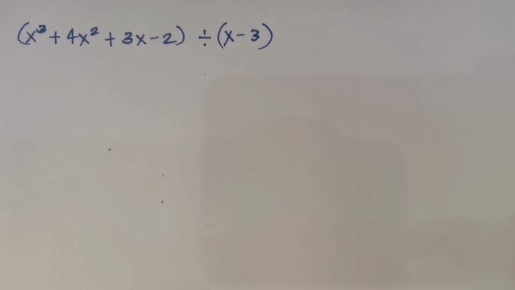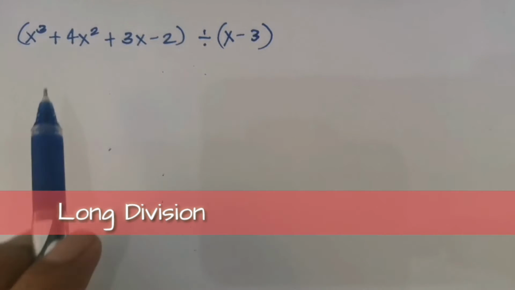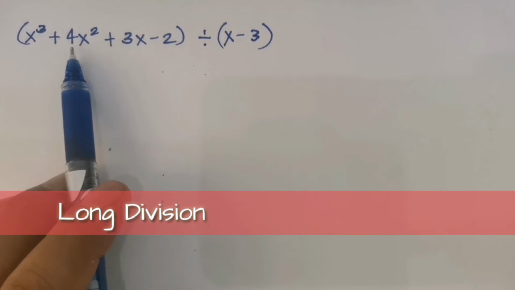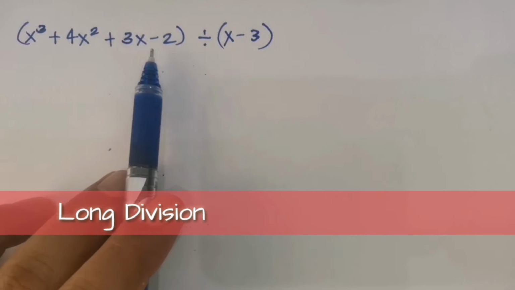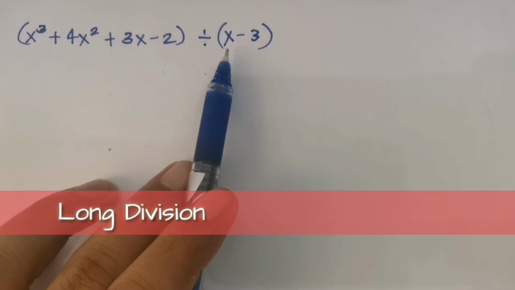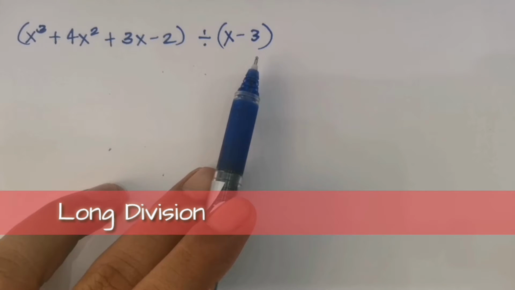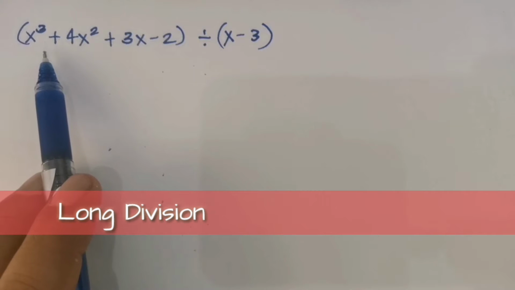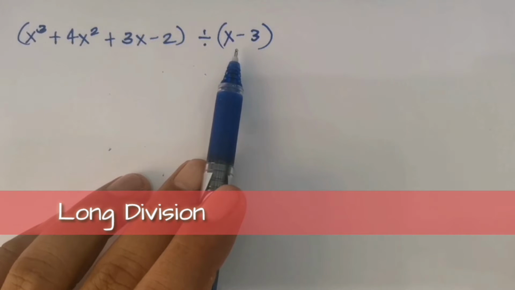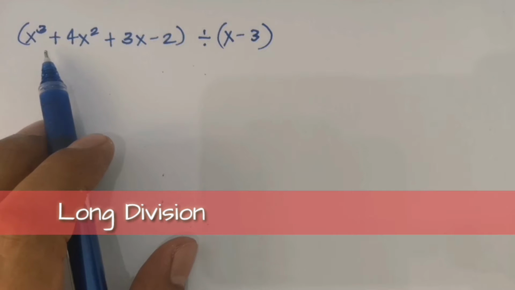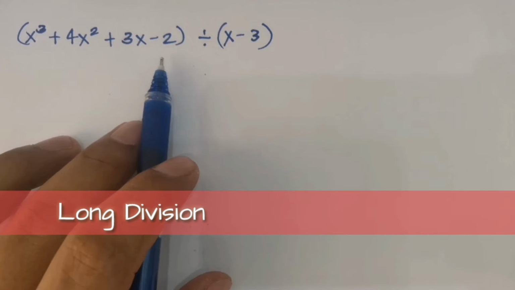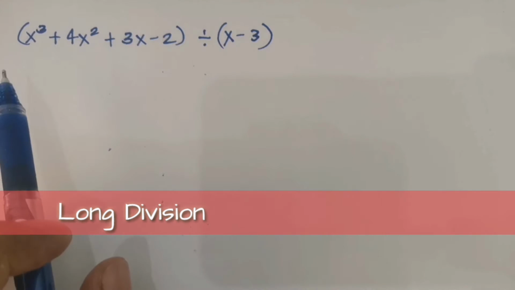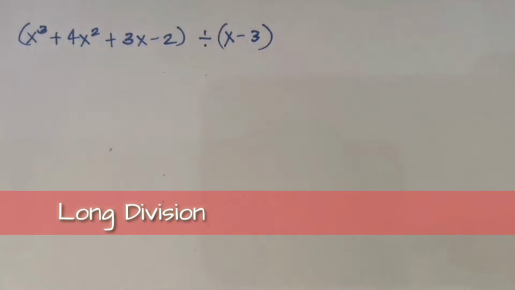Okay, we will divide this using the long division. So the given is x cubed plus 4x squared plus 3x minus 2 divided by x minus 3. This long polynomial is called the dividend and the other one is the divisor. The dividend should be in decreasing form. How do we know that it is in decreasing form? We will look at their exponent. Since it is arranged in decreasing order, let's start the division.